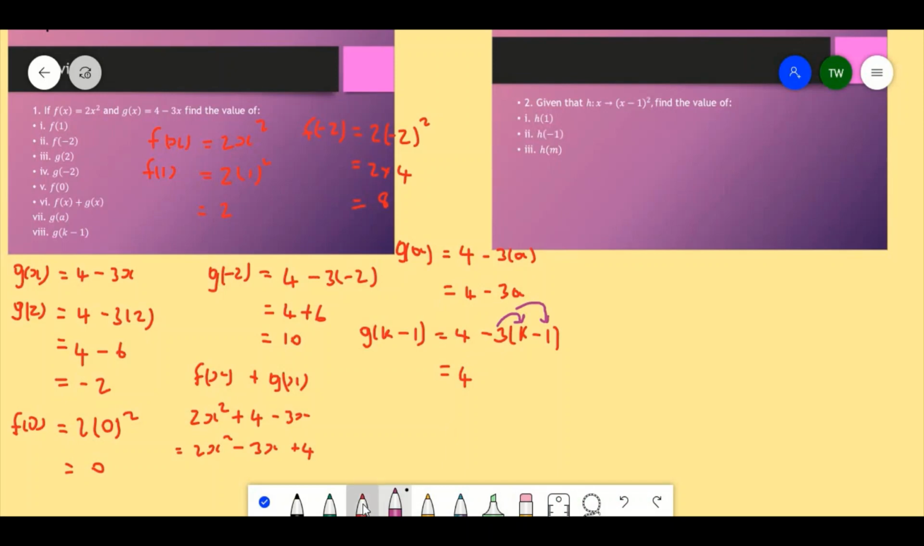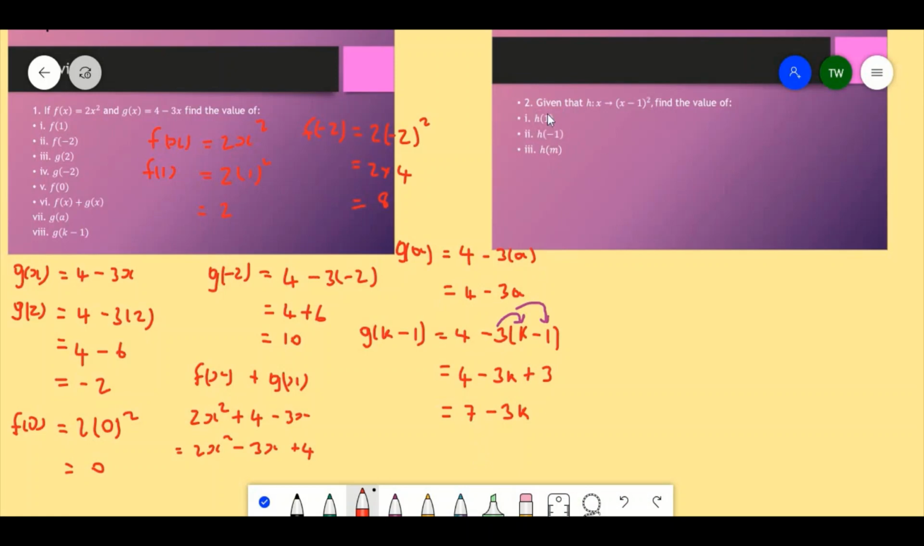So negative 3 times k, that's going to give us minus 3k. And negative 3 times negative 1, that's going to give us positive 3. And then we simplify this. So if we simplify this, we can add 4 plus 3, that gives us 7. So what we're going to have is a 7 minus 3k. So therefore, g of k minus 1 is equal to 7 minus 3k.